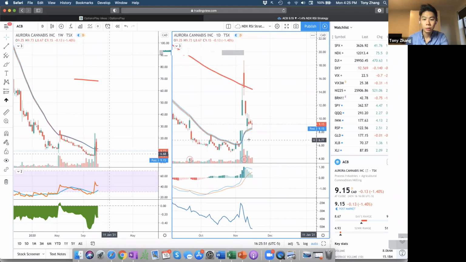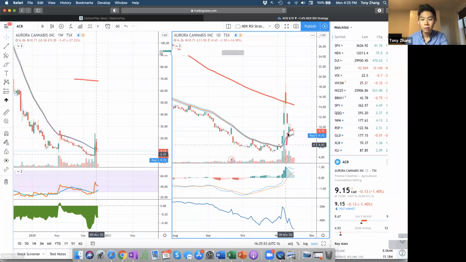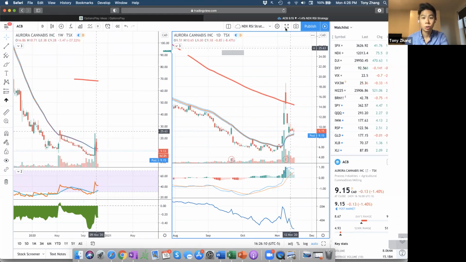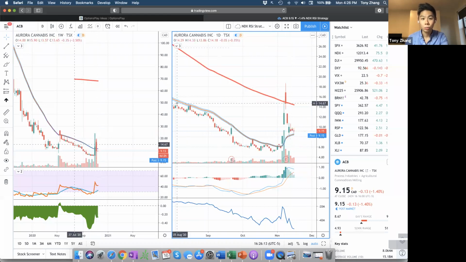And if we zoom in a little bit, we can see that $9 level corresponds to that 21-day moving average. That's the moving average line that I have here. And the idea is that this is going to get supported by that rising moving average, either slowly moving higher or rising substantially higher here, as a lot of investors are currently looking at a name like Aurora Cannabis.